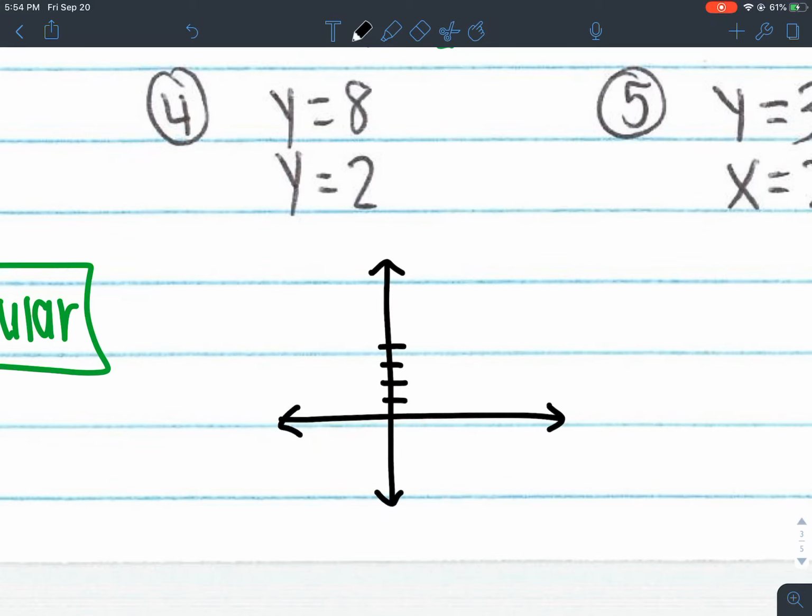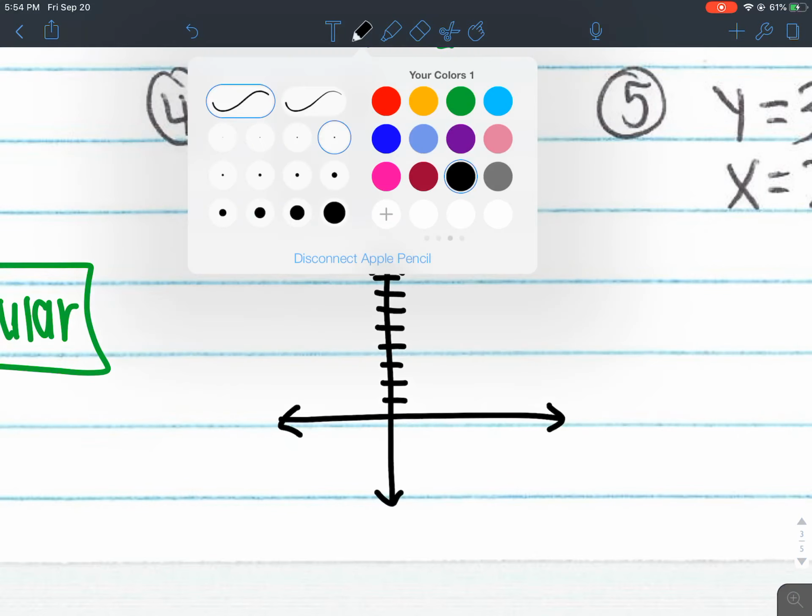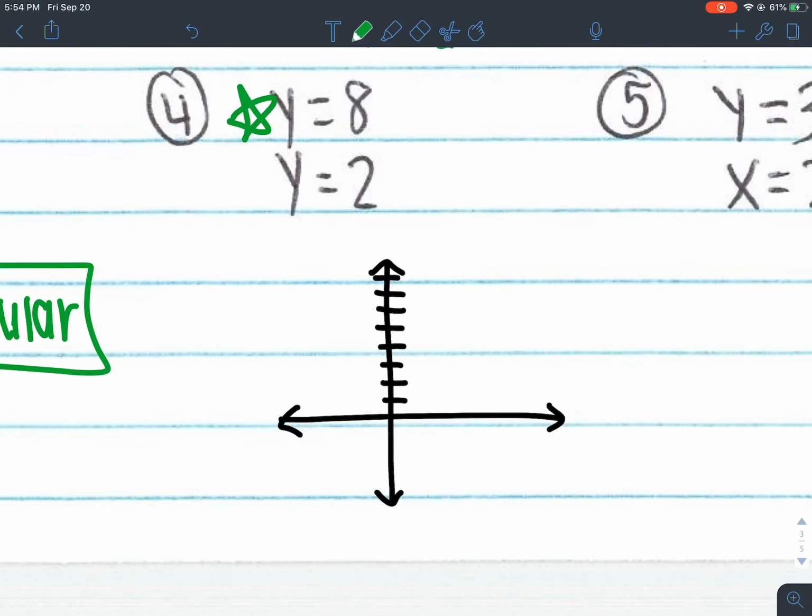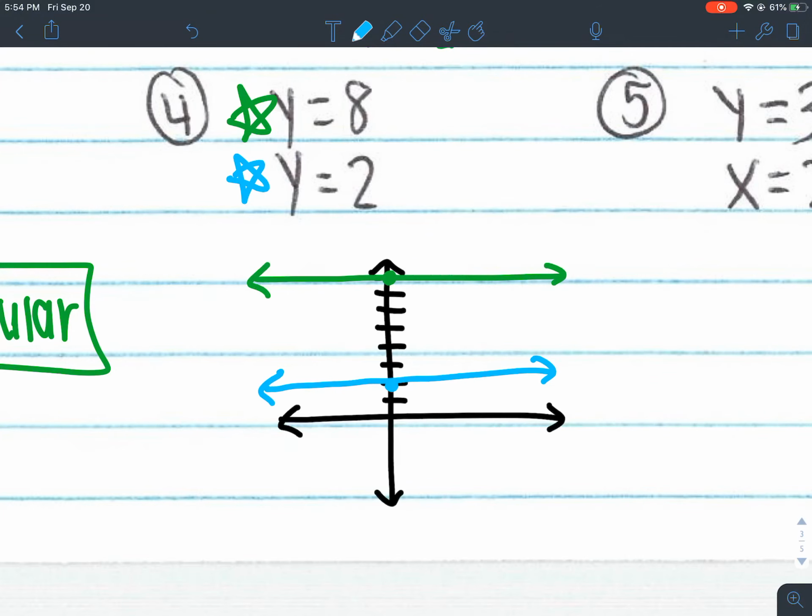1, 2, 3, 4, 5, 6, 7, 8. I'm going to graph y equals 8 in green. And since it's y equals, I'm going to look at my y-axis and plot a point at positive 8. And remember, this has a slope of 0, so you're going to have a horizontal line. With y equals 2, we're going to have a point at positive 2 on the y-axis, and this one is also going to be horizontal. Remember, you want to follow those tick marks. It'll tell you the direction you need to draw your line.